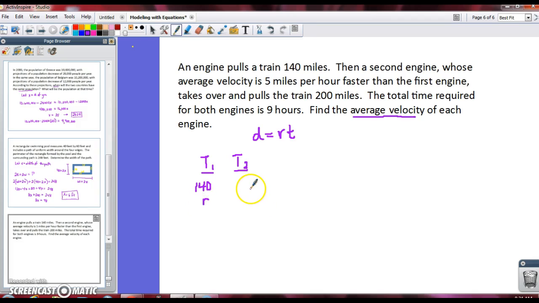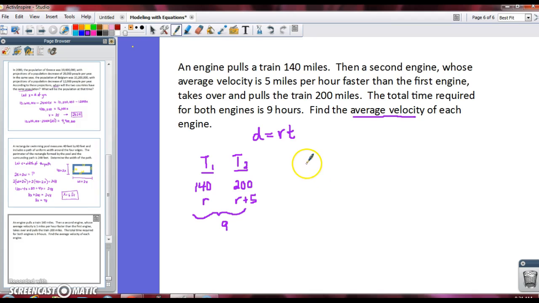We have train number 2. It travels actually 200 miles and its rate is just 5 miles per hour faster than the other one. Now these combined times is 9 hours. It's giving us all of that information in the problem. But let's go ahead and write out an equation.